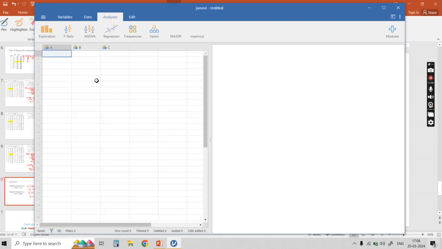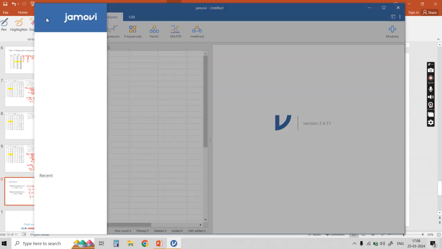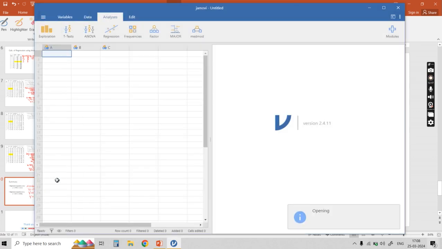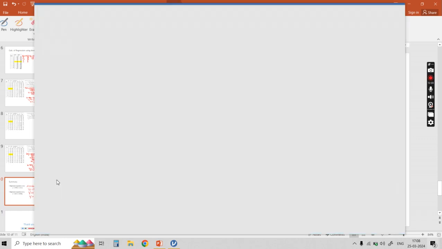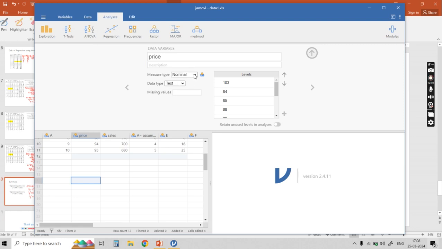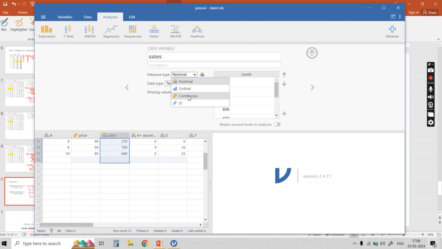Now that I have my software, I would open my data file. The data file would be your Excel sheet where you have individual observations of X and Y. So I've opened data set 1. So this is my data set. X is my price and sales is my Y. I'm interested in finding the relationship. Only one thing that I need to change is that I can do any calculation using a continuous variable and not a nominal variable. Same thing, I would do it for sales.